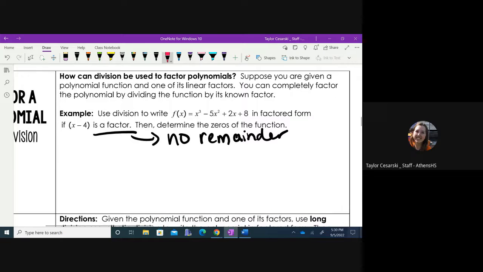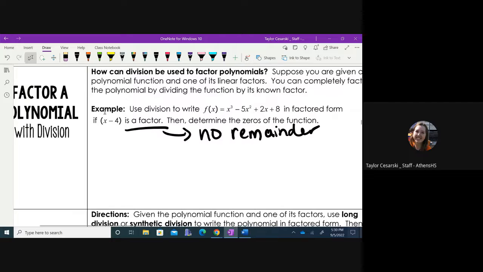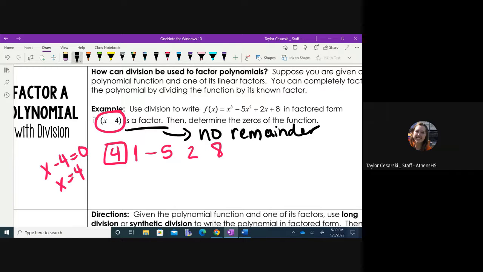Okay? So we want to write this completely factored and find the zeros. So I'm going to do synthetic division just because it goes a little faster. But if you use long division, you should get the exact same answer. So x minus 4 equals 0, x equals 4, because that's what I'm dividing by, and I know there should be no remainder. Then I'm going to take my coefficients and put them across the top, and I'm just going to divide it. So bring down the 1. 1 times 4 is 4. Add down is negative 1. Negative 1 times 4 is negative 4. Add down is negative 2. Multiply is negative 8. Add down is 0. Notice I get 0 as my remainder.